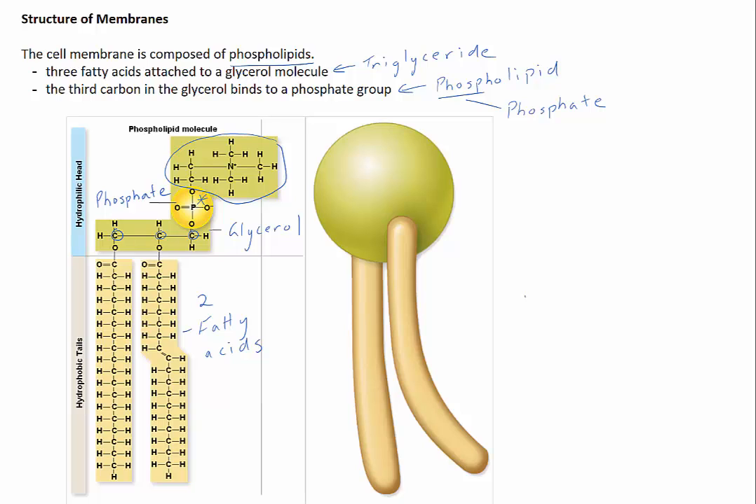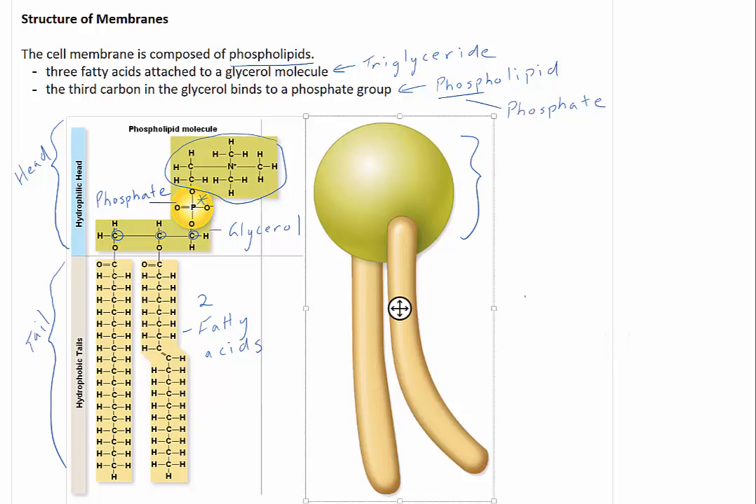When you're referring to this molecule, they talk about the glycerol and phosphate as the head of the molecule, and the fatty acids as the tail. The most common way this molecule is represented is in an image like this one over here, where the green is your head of the molecule and the 1, 2 fatty acids is your tail. And this is the way you'll find it represented in most textbooks.